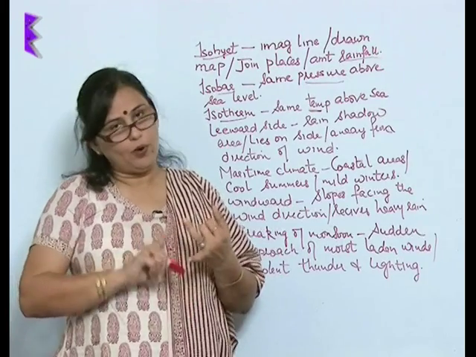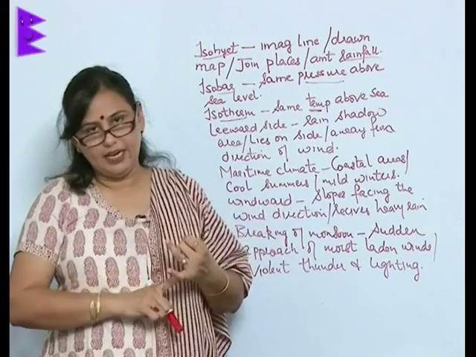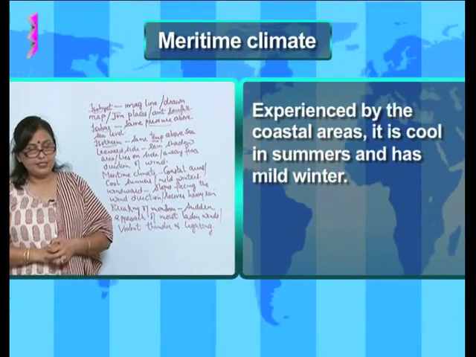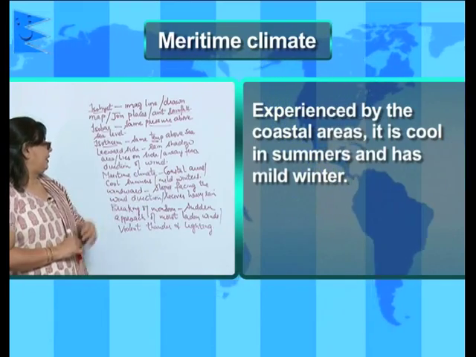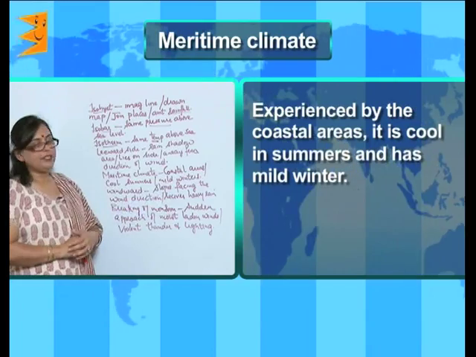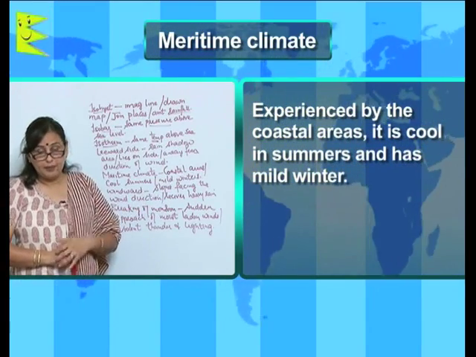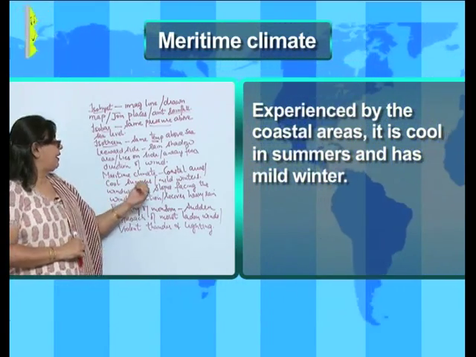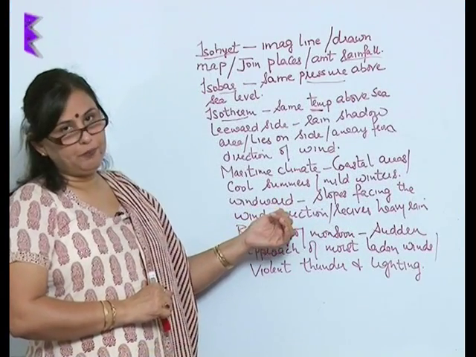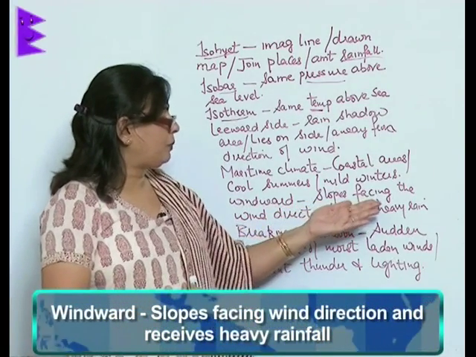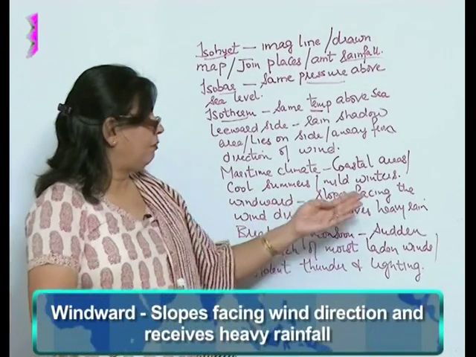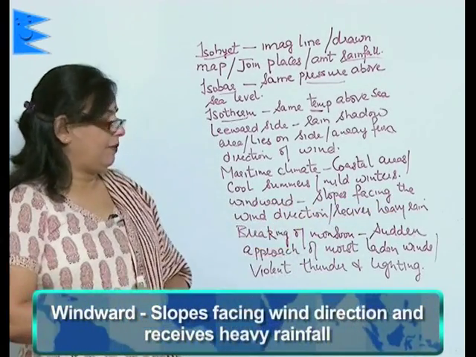Next is the maritime climate. You've already seen the continental climate, now is the maritime climate. Maritime climate is experienced by the coastal areas. It is cool in summers and it experiences mild winters. The best example that I can give of maritime climate is Bombay. Next is windward. Windward is the slopes which face the wind direction and they receive very heavy rainfall.